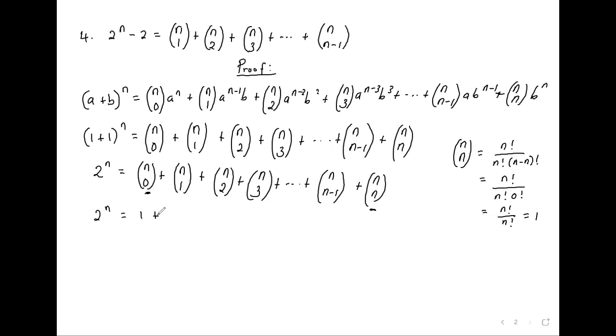So 1 plus n choose 1, n choose 2, n choose 3, up to n choose n minus 1, plus 1. 1 plus 1 is 2. So 1 plus 1 is 2. Taking the other side, it will be negative.